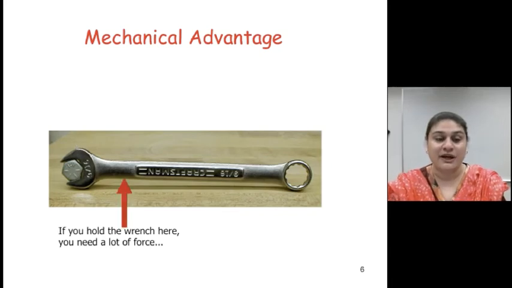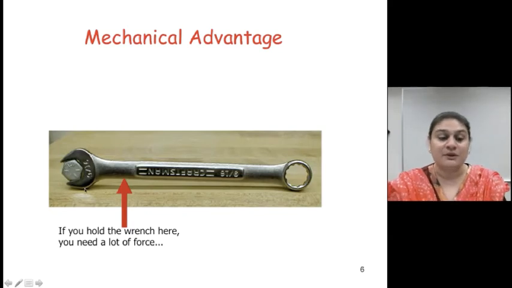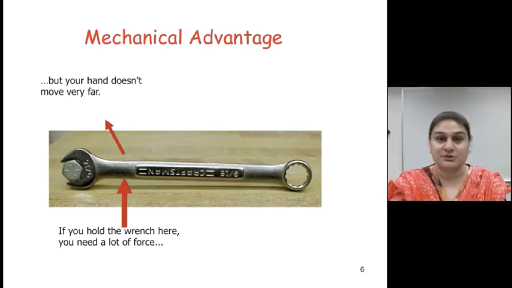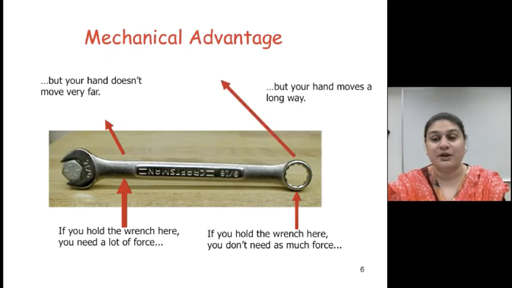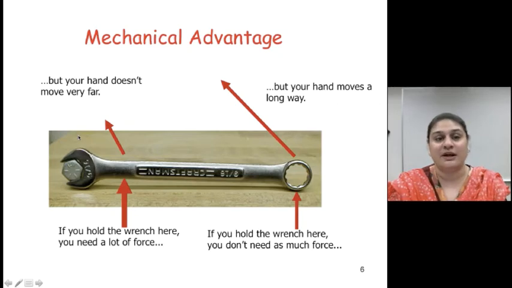So if you have a wrench and a nut that you want to tighten, if you hold the wrench here, you will need a lot of force in order for the screw to be tightened, but your hand doesn't move very far. However, if you hold the wrench here, you don't need as much force, but your hand will move a long way in order to cover the same angle. So again, it depends on whether you have enough force or whether you have a smaller distance to cover.